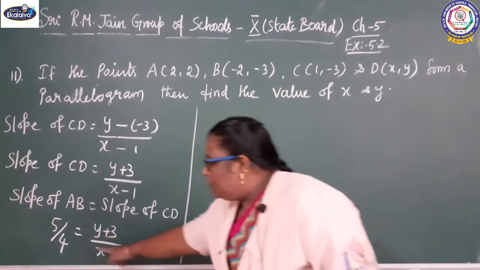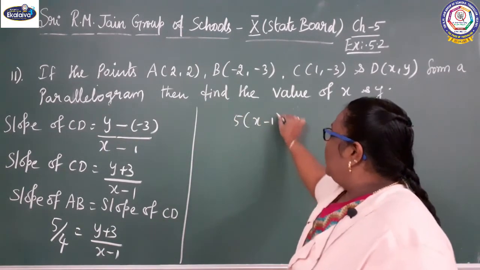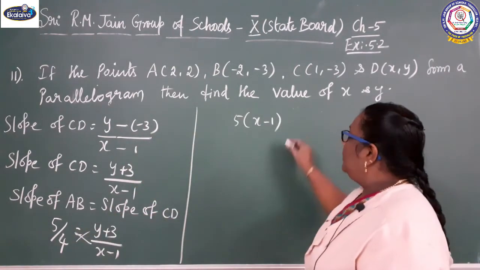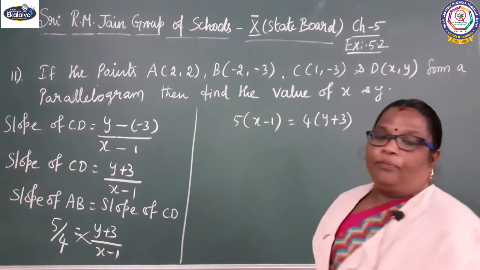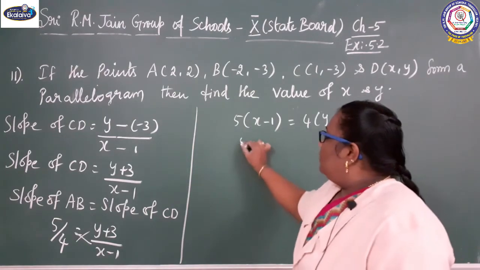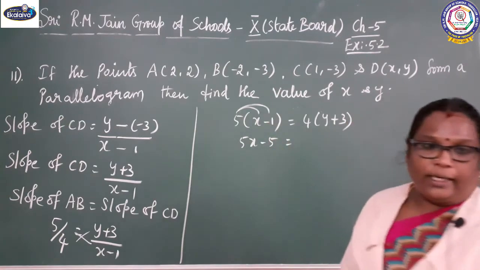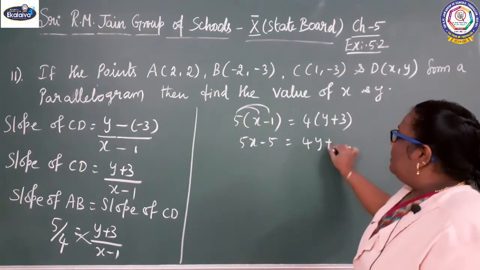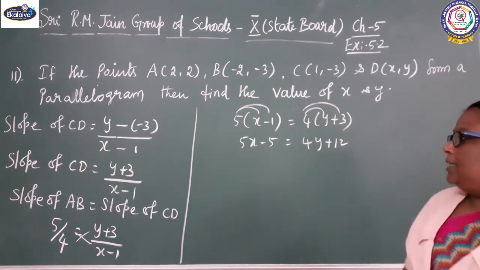See the cross multiplication. 5 into x minus 1 equal to 4 into y plus 3. So, 5x minus 5 equal to 4y plus 12.